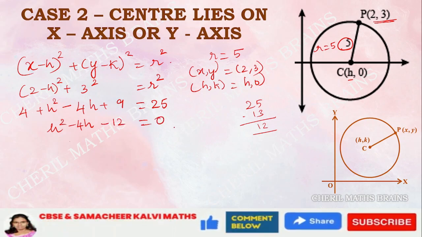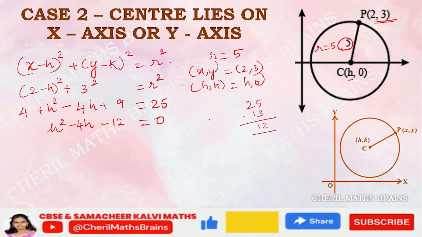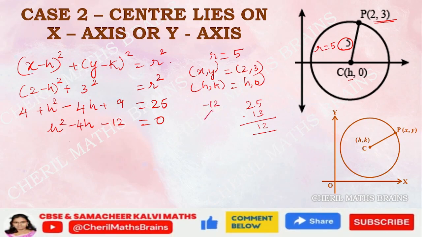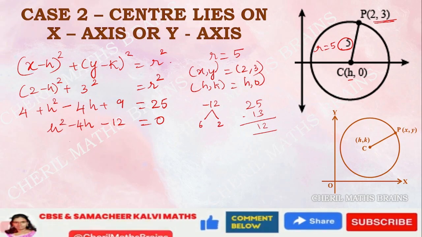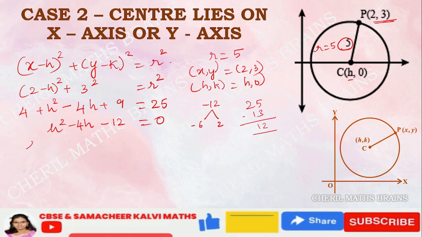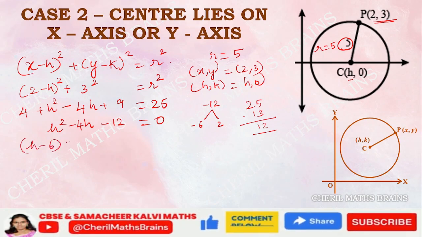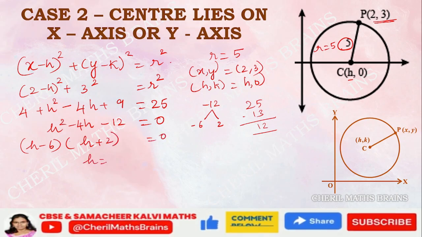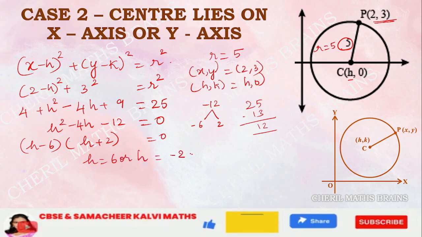Now we will have to solve this by using the normal quadratic equation sum and product method. So you have minus 12. You're going to separate it. We know 6 twos are 12. So you need minus 12 here as well as minus 4, so we'll put minus 6 here. Okay, so it will be h minus 6 into h plus 2, which will be equal to 0. So h is going to be equal to 6 or h is going to be equal to minus 2.